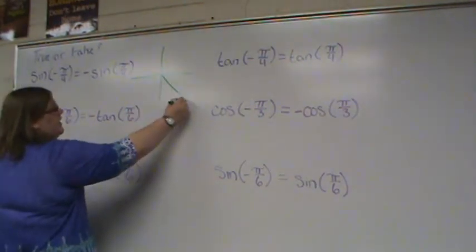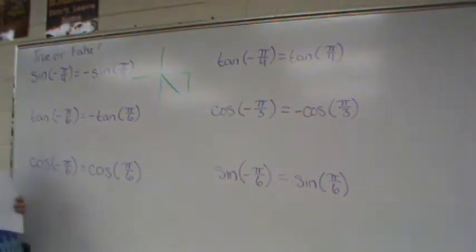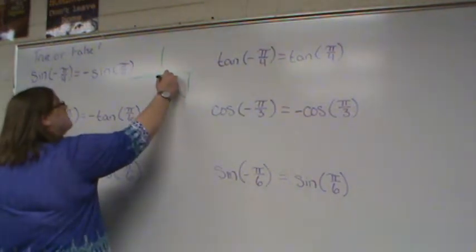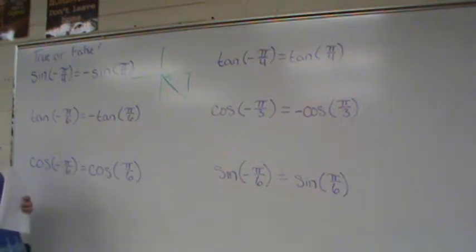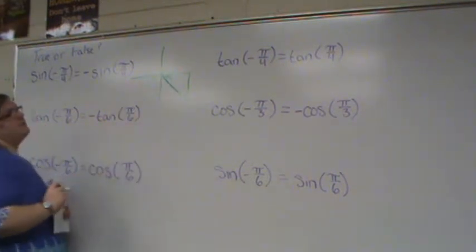And what is that negative pi over 4 in degrees? Negative 45. Are you referring to it as 315 or the 45? No, we want to use it as that negative pi over 4, so just the negative 45. So this would be a 45-degree angle.